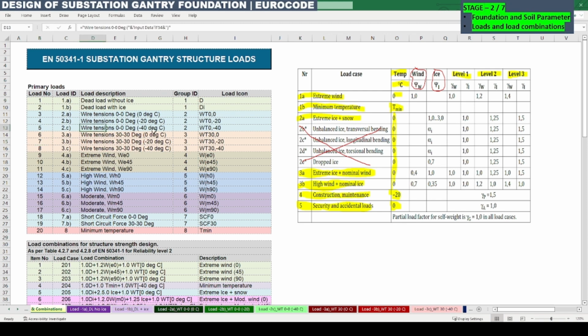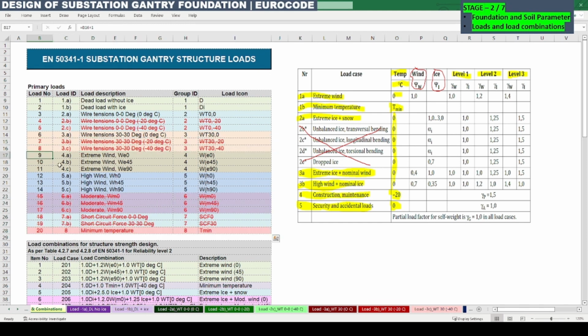So in this case 4 and 7 can be ignored, and wire tension for minus 40 degree Celsius for both deviation and without deviation cases of the conductor. For minus 40 we need to consider the minimum temperature case, as we are ignoring load case number 20, minimum temperature T minimum. So we can also ignore this minus 40 degree also. These red color load cases with the strike through are ignored now for the foundation design.